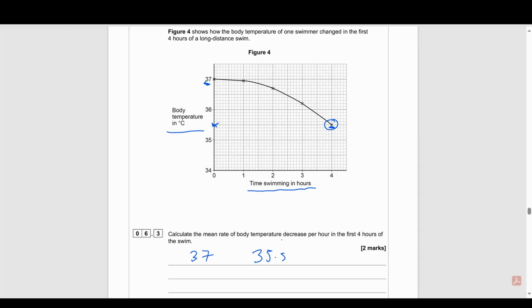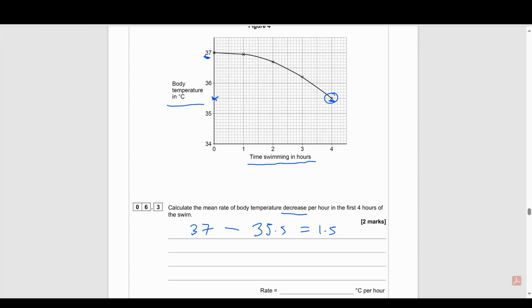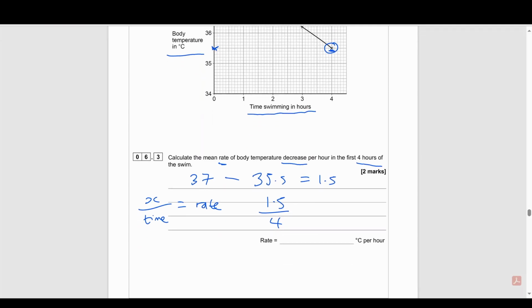We're trying to find the temperature decrease. We're going to subtract them. 1.5. Our time period though is 4 hours. So trying to find the rate, rate is going to be something, put x, over time. Well, in this case, our x is going to be body temperature decrease. So that's going to be 1.5. And we're going to do that over our time, which is 4 hours. So 1.5 divided by 4 is 0.375.